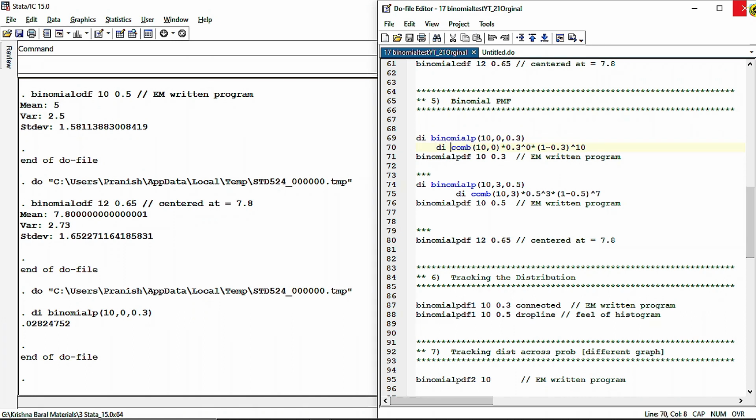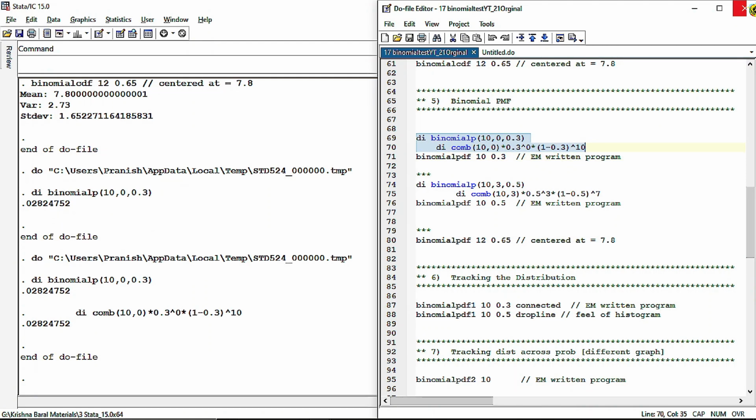Let us use the real formula, combination of n and k, times the probability of success p to the power k, times 1 minus p to the power n minus k. Both of them should yield the same result, and it's again 3%. Now let us reinforce it with the help of the graph. Binomial PDF is a user written program. We have written it to depict the probability mass function of a binomial distribution for the arguments n and probability of success. Let us see what it looks like.